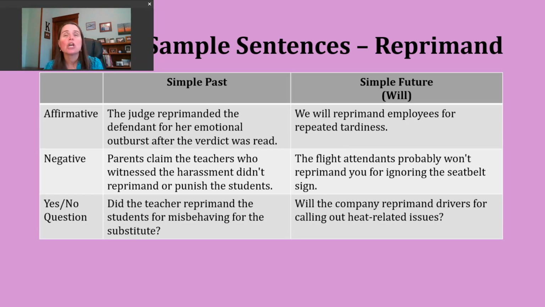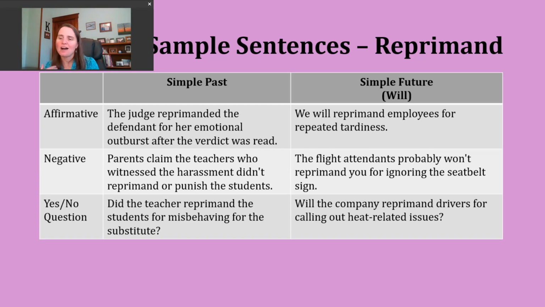Now, if you want to make a sentence in the negative with the simple future, again, start with your subject, use will not, then the base verb. Sometimes people will use the contraction form of will not. That's won't. W-O-N apostrophe T. Here it is in an example sentence. The flight attendants probably won't reprimand you for ignoring the seatbelt sign.